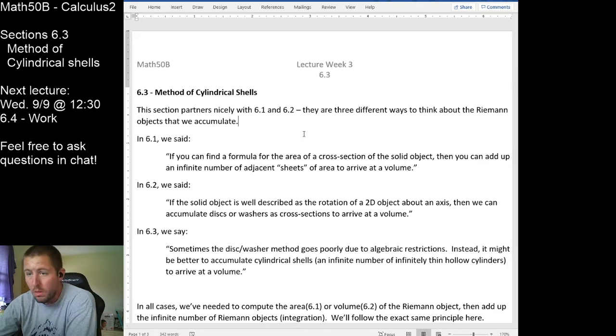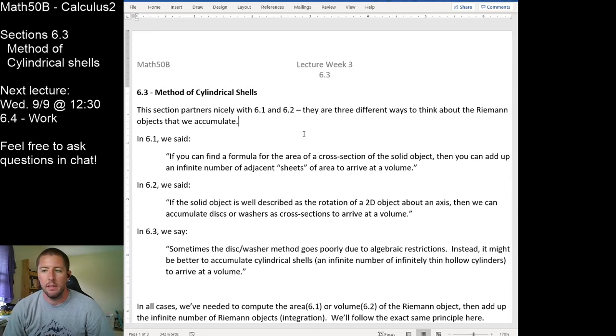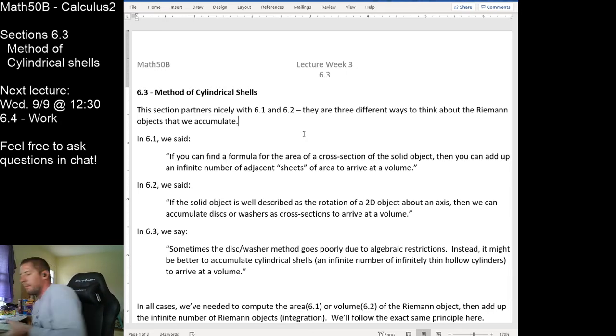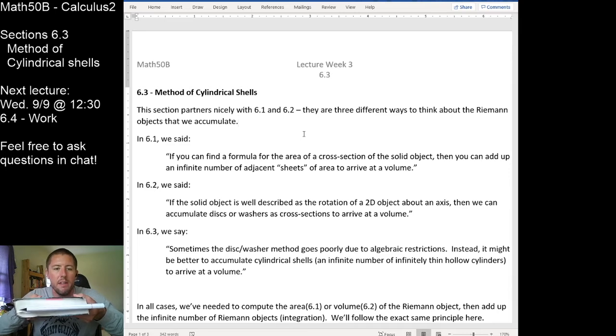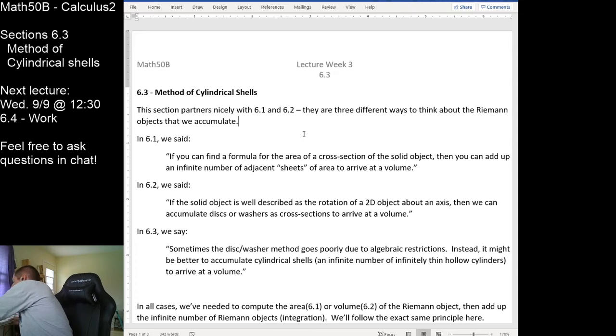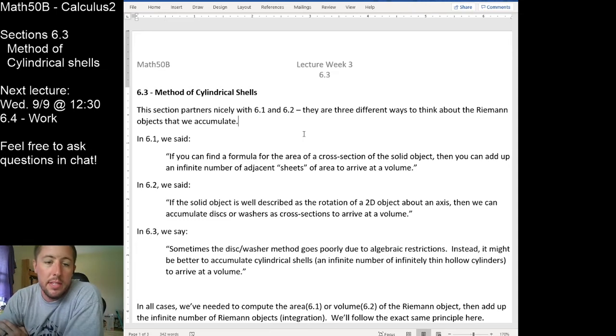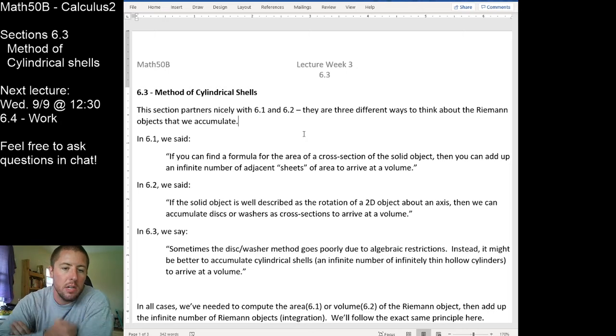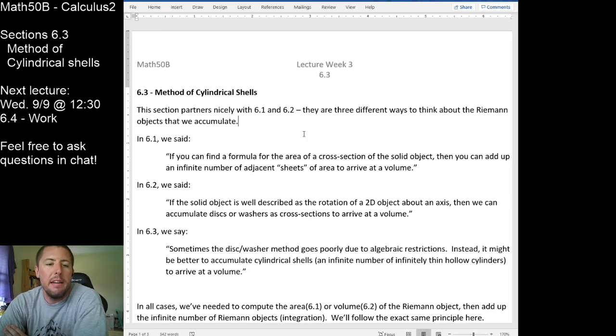And so what we want to recognize is what Riemann object is being accumulated in each of these cases. In section 6.1, we looked at cross-sectional areas of objects and we said, if you can find a formula for the area of the cross-section of a solid object, then we can take a bunch of sheets and add those sheets up and get a solid object. That's basically what a textbook is. When we add enough two-dimensional sheets, we get a three-dimensional volume. So in 6.1, we said it'd be cool if we could take a cross-section of everything and add up an infinite number of sheets to get a solid object.